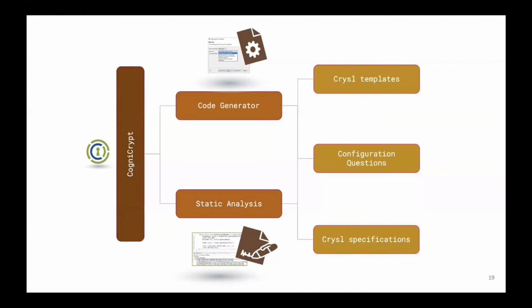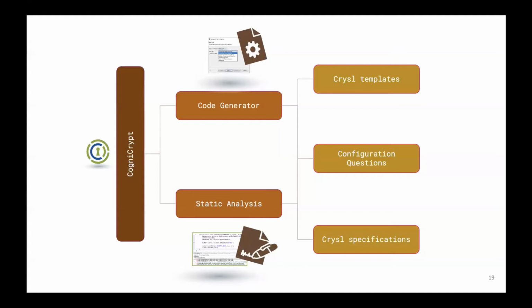Okay, so this is the very high level overview of what you need to provide. Three things. Again, I repeat, Krysl specifications, Krysl templates, and then the configuration questions. Once you provide these three things to CogniCrypt, CogniCrypt takes care of the rest, right? Your task is as much integrated into CogniCrypt as the Java cryptographic architecture is, right? And then you can distribute that version of CogniCrypt to your users, and then that's it, right? They are able to use your API securely and also integrated securely into their code base.